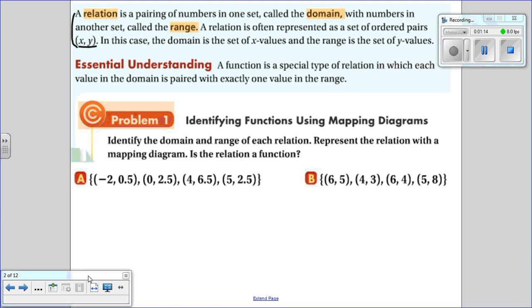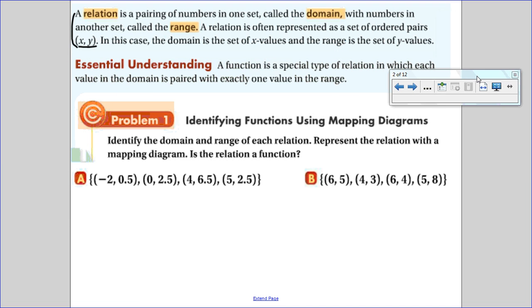So what they just want you to do for this section is identify the domain and range of each relation and represent the relation with a mapping diagram. The mapping diagram is just done like this. You just write your domain and your range, and you put the numbers in a column.